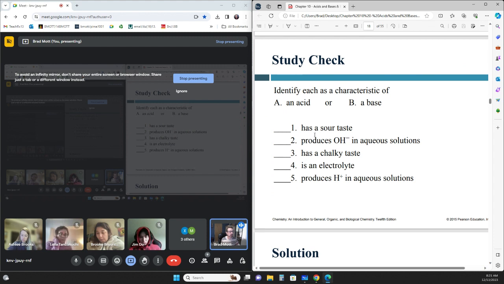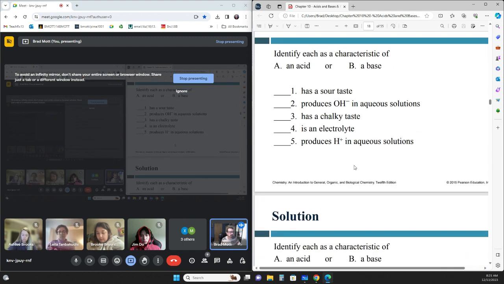Okay, so the sours are the acids. Hydroxy, especially if we're looking at Arrhenius, is a base. Chalky is basic. It's an electrolyte. Okay, both are electrolytes. And it produces protons. That's an Arrhenius acid, of course.